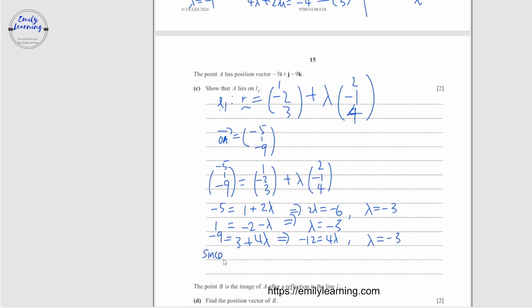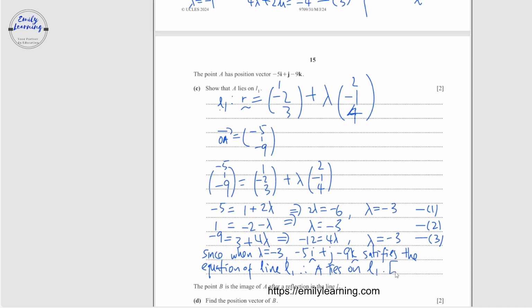So since when lambda equals minus 3, A, so minus 5i plus j minus 9k, satisfies the equation of line L1. So therefore, A lies on L1. Okay, so we have shown that.